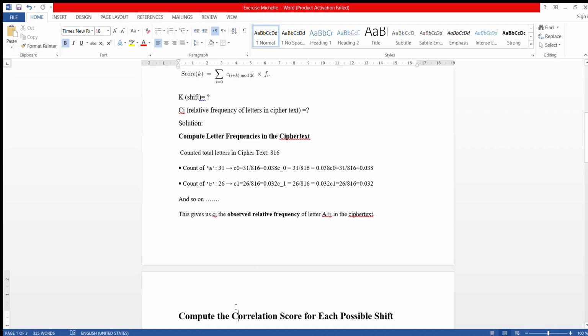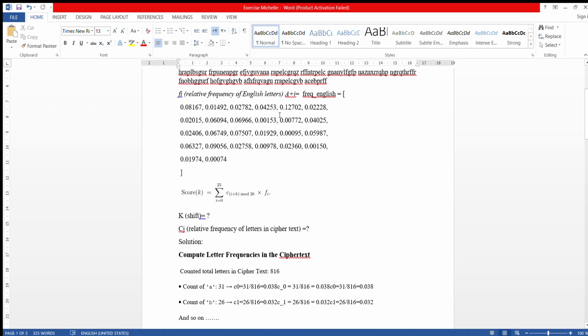Now let's see. First of all, we have to compute letter frequencies in the ciphertext, that is, calculate Cj. We count the total letters in our ciphertext above, and in total it's 816. Now we find each letter's frequency in the ciphertext. First we take A. If you count the occurrences of A in the ciphertext, you will get a value of 31.